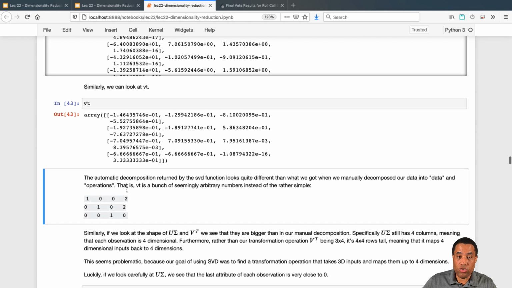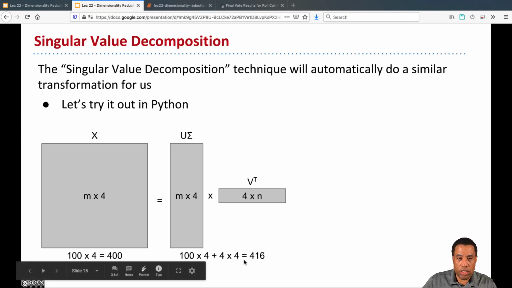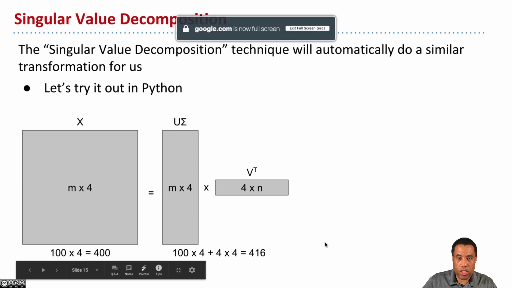Right now, if we also look at the shape of our matrices, we see that U sigma still has 4 columns. So we didn't reduce it to a 3-dimensional matrix. And our V transpose also is 4 by 4. So it's just mapping the 4-dimensional input to 4 dimensions. We wanted it to map 3 dimensions to 4 dimensions. So let's go back and look at this in our slides.